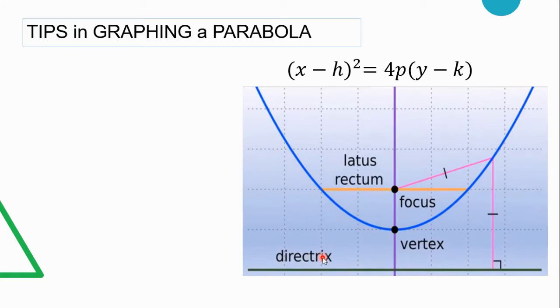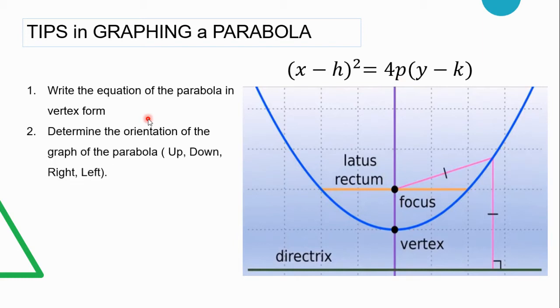Okay, so let's have an example. Before the example, let's have some tips in graphing a parabola. We have here the quantity of x minus h squared is equal to 4p times the quantity of y minus k. This is the standard form of this graph. So how are we going to graph the parabola? First, we should put the equation in vertex form or standard form, because it's easy for us to determine the vertex, the latus rectum, or the p, which are what we will use when graphing a parabola.